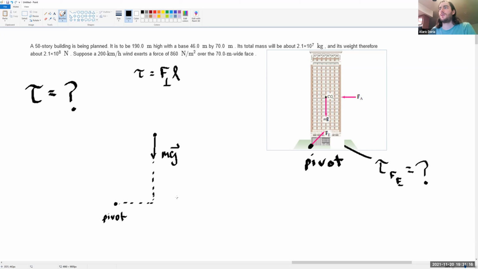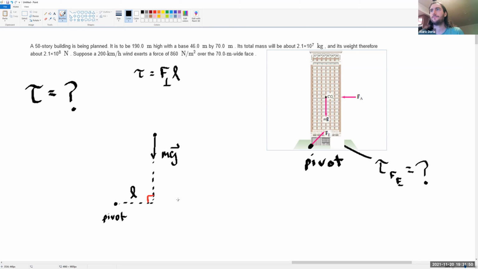Okay, so there's going to be a torque on the building due to this force, because I think we can clearly see here that this force is going to be perpendicular, right? So here's a right angle right here. So the force mg is perpendicular to the lever arm here. This distance right here is the lever arm. What is that lever arm distance, though? How do we figure out that lever arm distance?